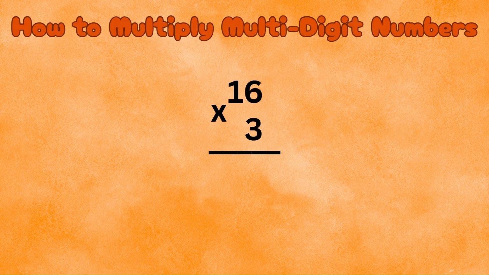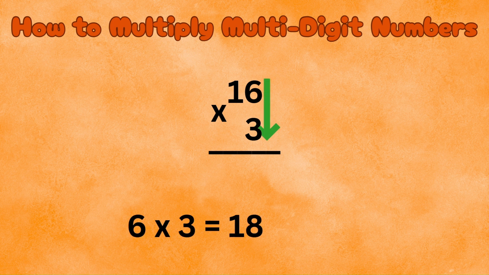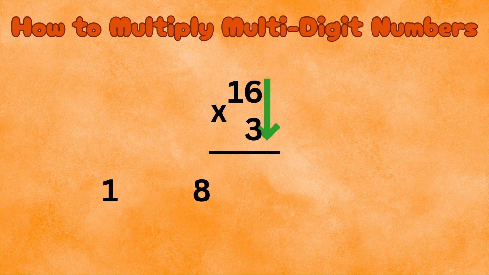How to multiply multi-digit numbers. So first, we start with the equation 16 times 3. First, we multiply the 6 with the 3. From this, we get the number 18. Then, we separate the digits. We put the 8 right under the main equation on the very right side, so it looks like 6 times 3 equals 8, which is not the case because of the 1 that we have left over.